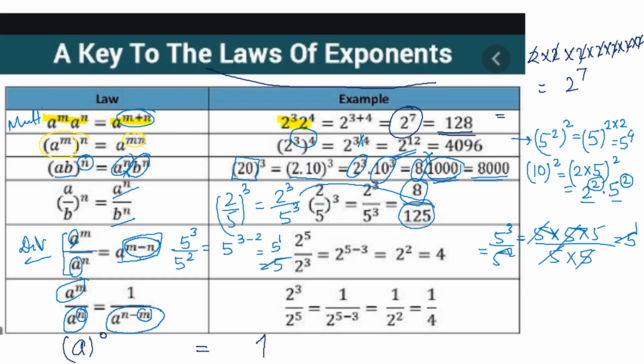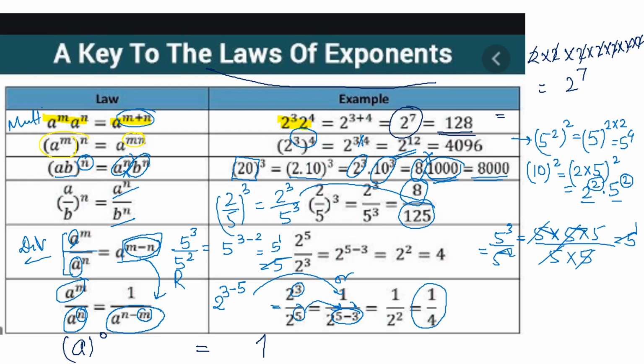But when it is reciprocated, you get 1 by a to the power n minus m. Look here, 2 to the power 3 by 2 to the power 5 can be written as 1 by 2 to the power 5 minus 3. It can also be written as 2 to the power 3 minus 5, or when you are inverting, then it won't be 3 minus 5, it will be 5 minus 3. Clear? And on solving you will get 1 by 4.